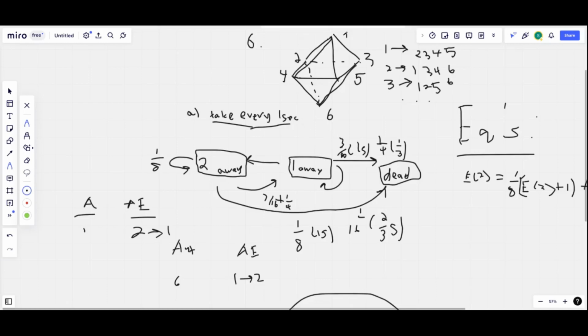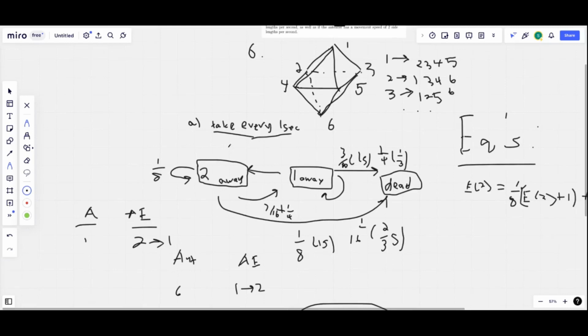So if the ant's on 1, and it doesn't go to 2, then it can go to 4 to 2, which is 1 away, 3 to 2, which is 1 away, 3 to 5, which is 1 away, 4 to 5, which is 1 away. So it should be a 1/4 chance that it goes to 1 away by those 4 methods. And then if it hits a 6, which is a 3/16 chance, then it's 2 away. And it's 3/16 again because it can't go through 2, or it'll die.